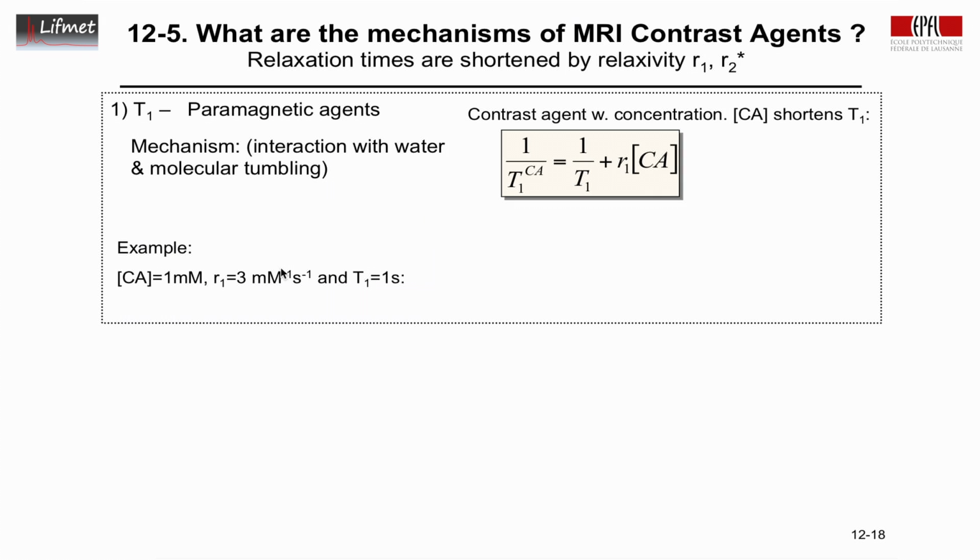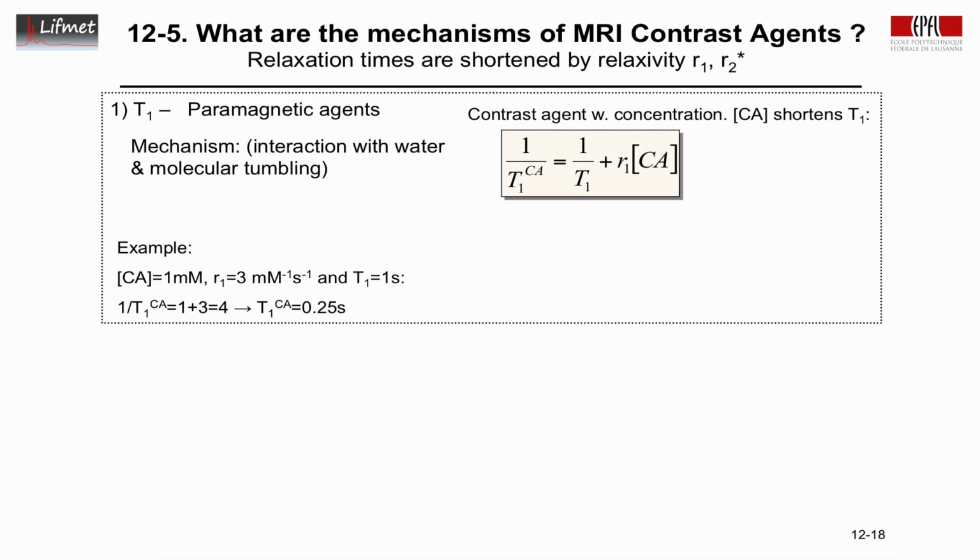To give you an idea for a typical parameter here, if we take a contrast agent concentration of a millimolar, a relaxivity of 3 per millimolar per second, and a T1 in the absence of the contrast agent of 1 second, then we can plug these numbers in and calculate that the T1 in the presence of 1 millimolar of this particular contrast agent changes from 1 second to 250 milliseconds, or by a factor of 4. This is a huge change in T1.